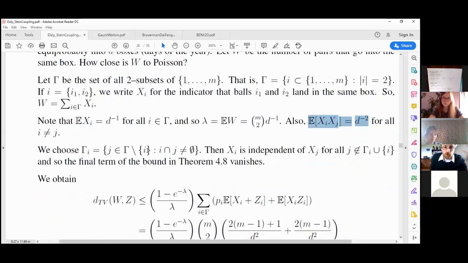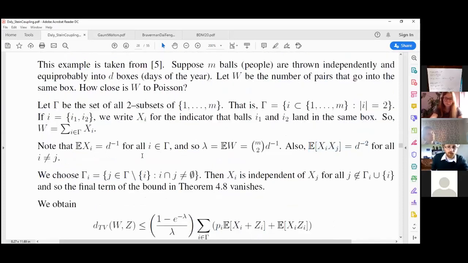So how do I want to choose these dependent sets? Well, for each pair, it's going to be dependent on other pairs which share one of the balls. So for any pairs which either have ball i1 or have ball i2, so any other pairs of balls which have something in common with pair number i, those are in some sense the things that I'm dependent on. And so that'll be my choice of my gammas. And we're actually independent of any pairs which don't have a ball in common.